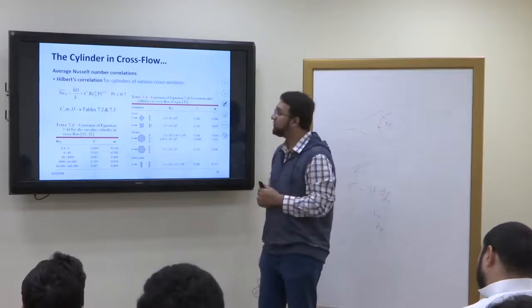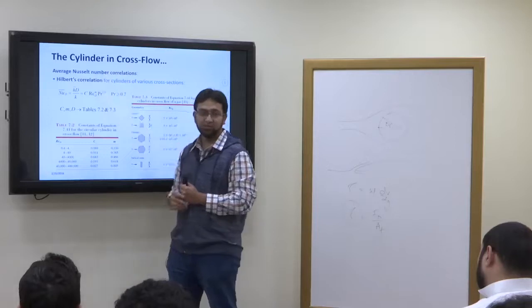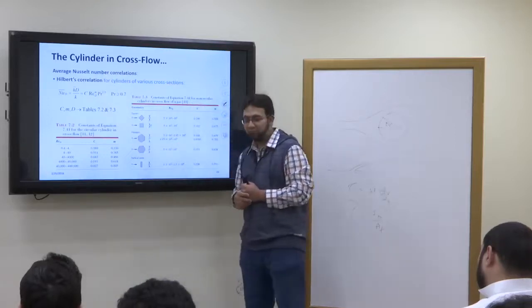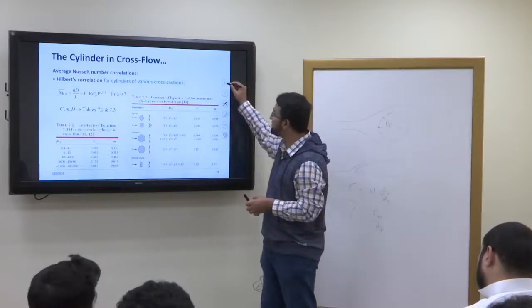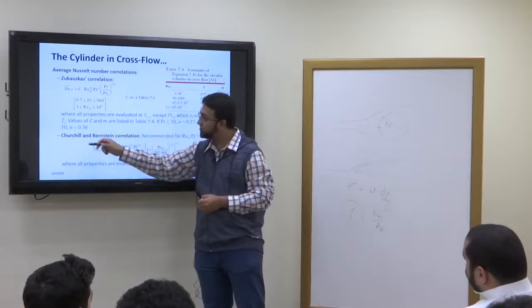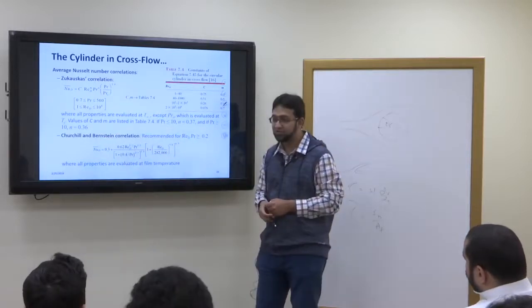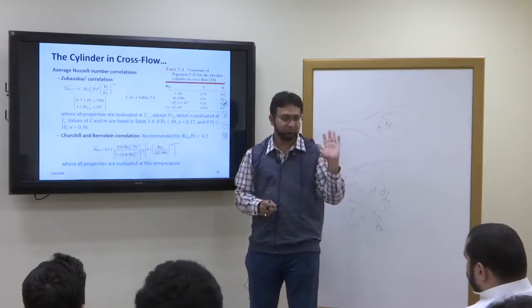One of the formulas is by Hilpert. It is the Hilpert correlation. Now, you will study not just this. After this, you have a correlation by Zukauskas. Then you have the correlation by Churchill and Bernstein. And all these correlations are giving you the Nusselt number.